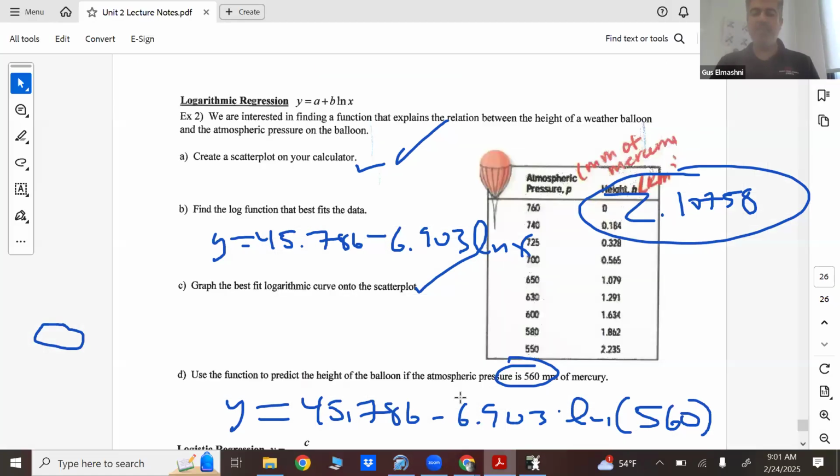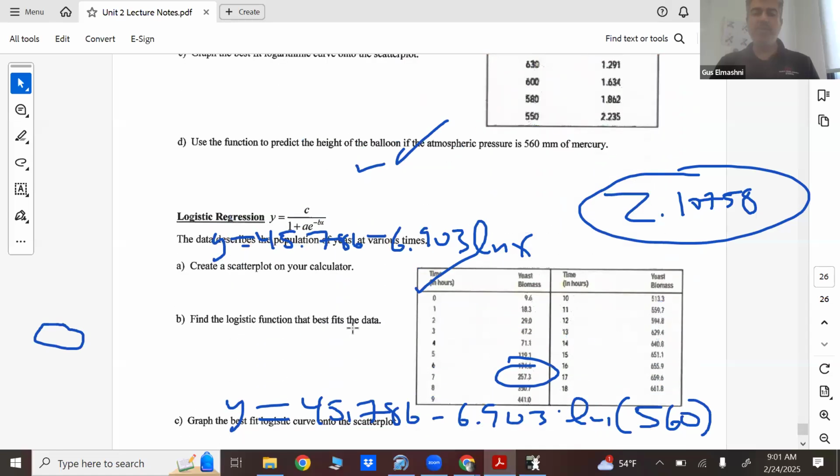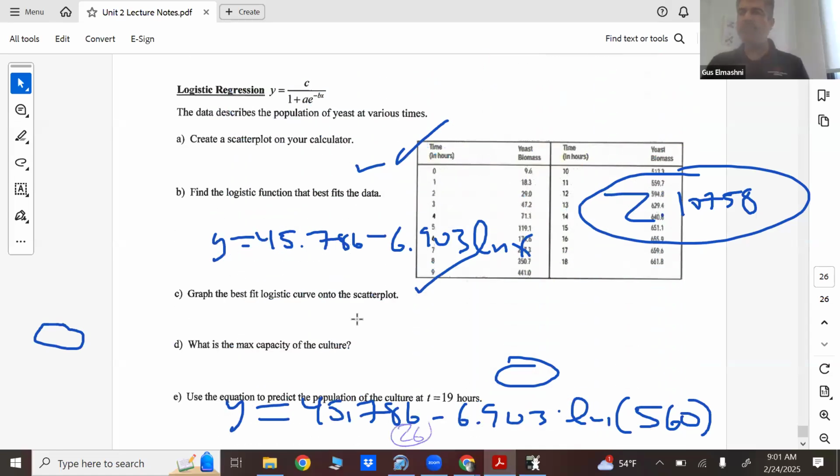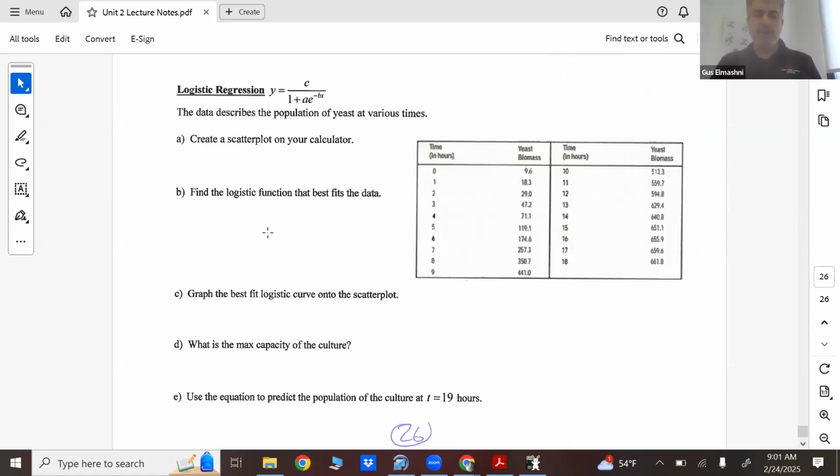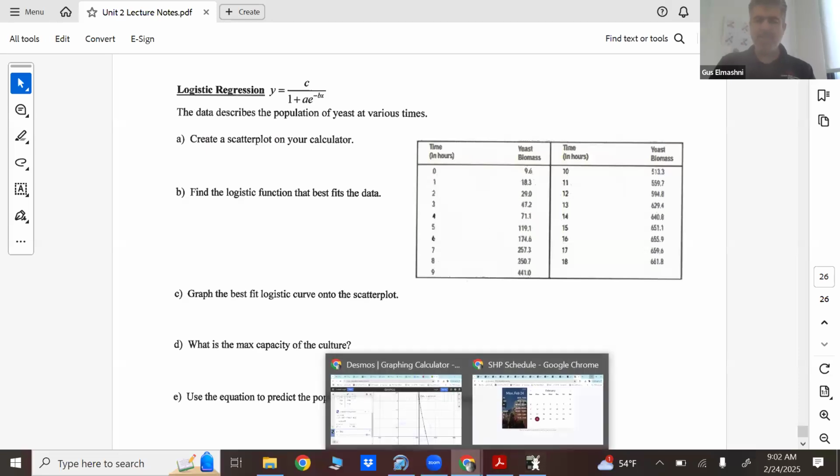All right. Okay, last one, logistic regression, which is actually probably a more accurate model because things have to reach a certain limit after some time has passed. So let's go ahead and punch this into Desmos again. This is looking at population versus time. Oh, sorry, yeast biomass, whatever that is. Okay, fine. So let's do this right now.